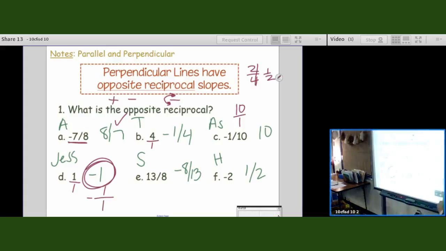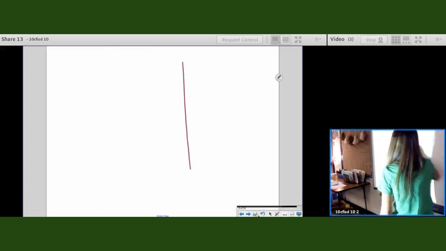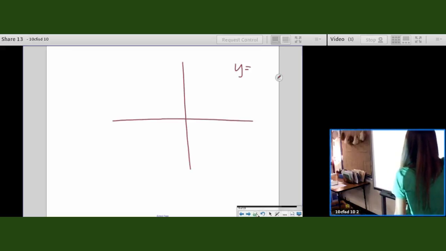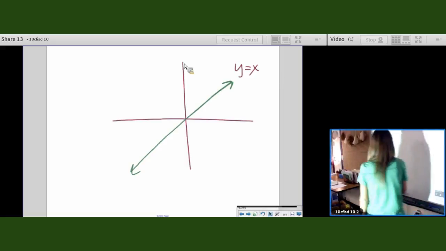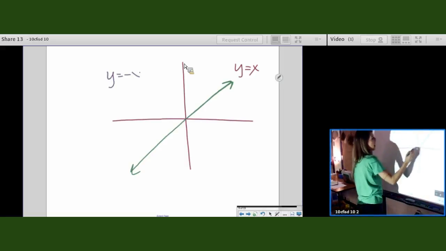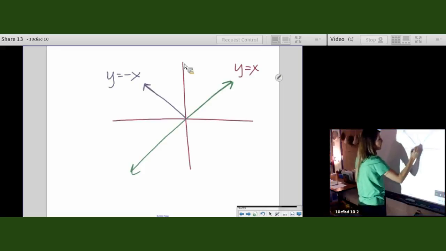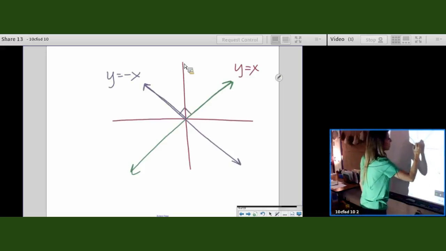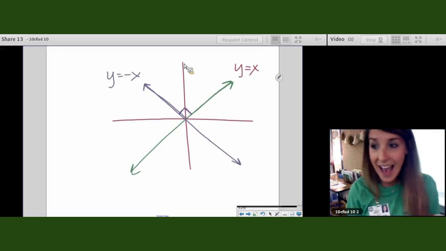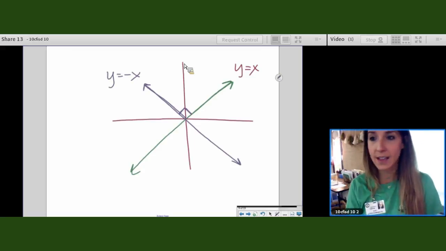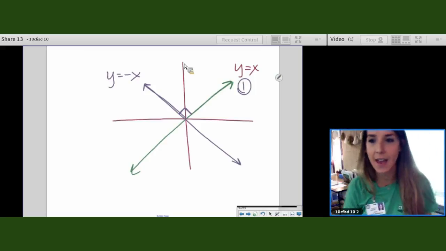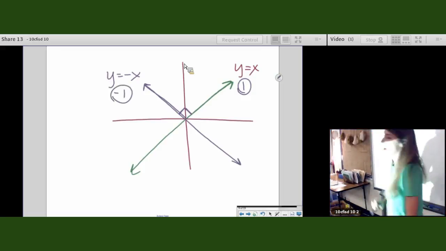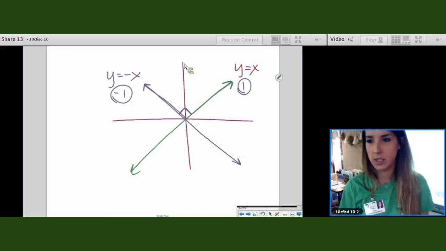Guys, let me take a detour. It's a parent function. Y equals X. So Y equals X looks like this, right? And then Y equals negative X looks like this. Are those 2 functions perpendicular? Yes. What's the slope of Y equals X? The slope is 1. What's the slope of Y equals negative X? The slope is negative 1. So those are like the parent functions, the inverse.